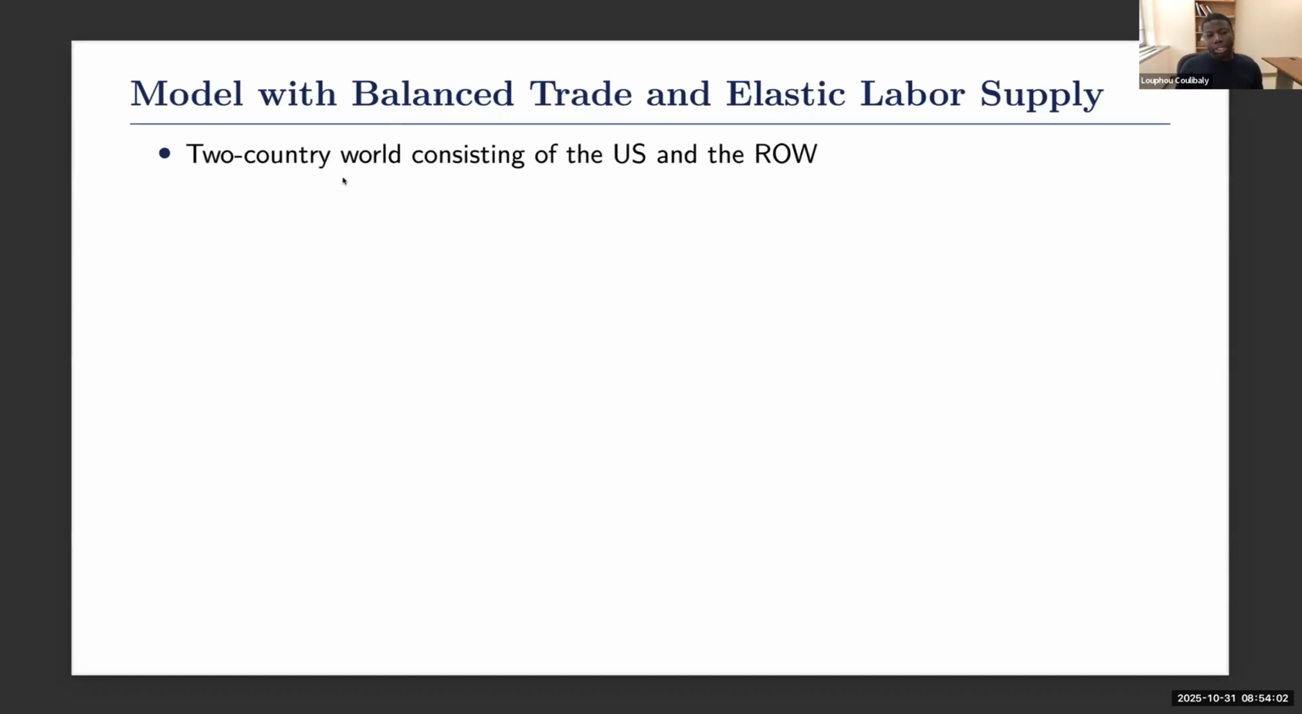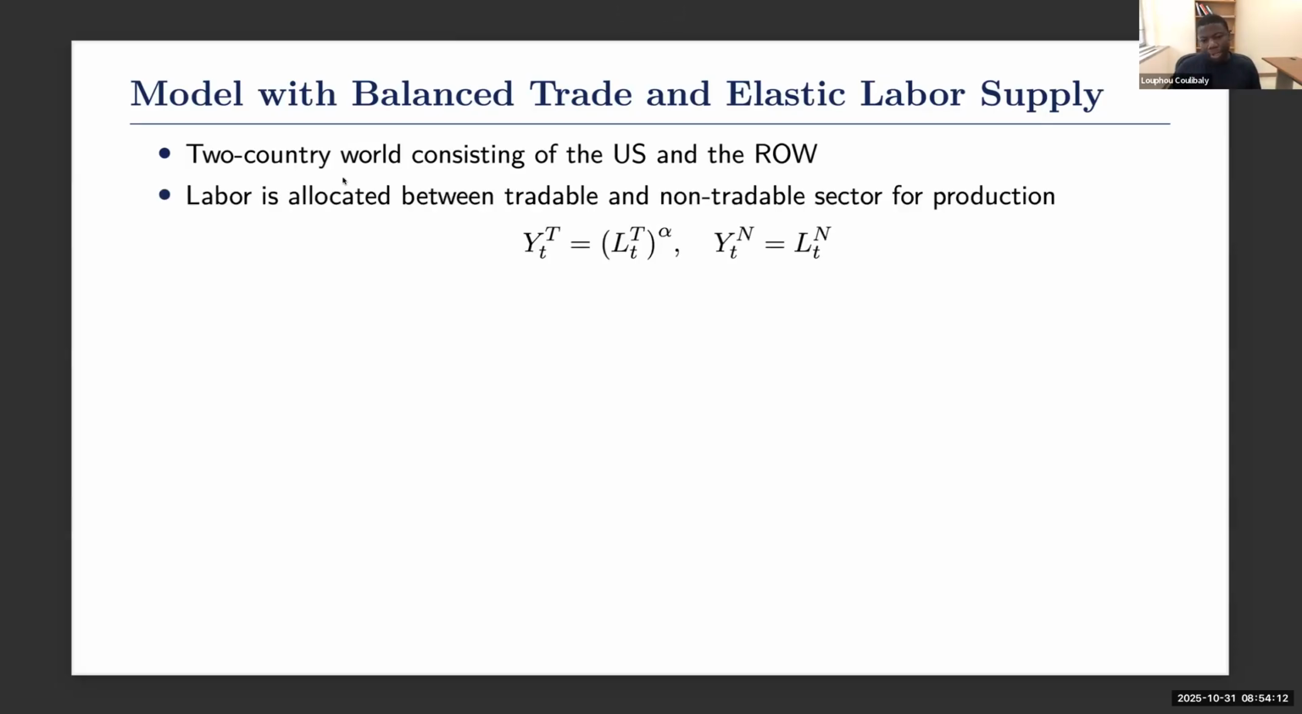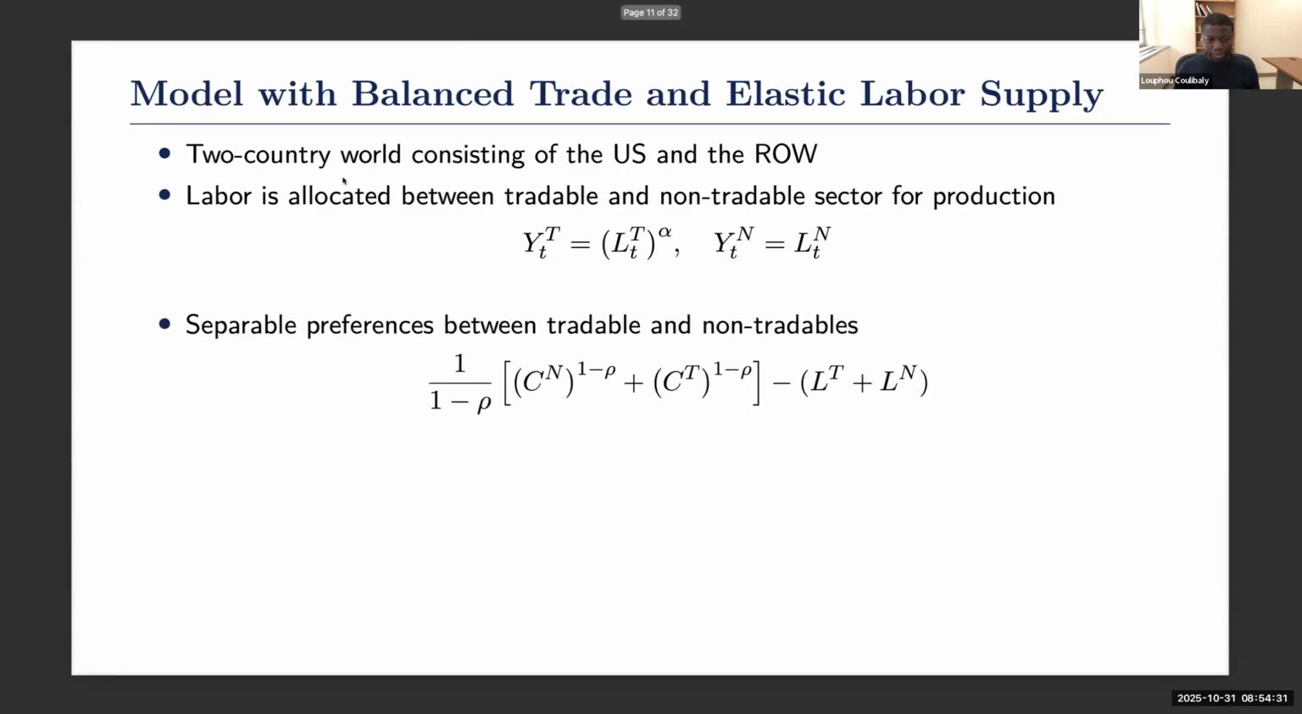In the paper, Oleg and Dima consider a two-country world consisting of the US and the rest of the world, and labor is allocated between the tradable and non-tradable sectors. I'm going to give some functional forms so that it's easier for us to derive some results. I'm going to assume that we have decreasing returns to scale in the tradable sector and constant returns to scale technology in the non-tradable sector. And in both sectors, we use only labor.